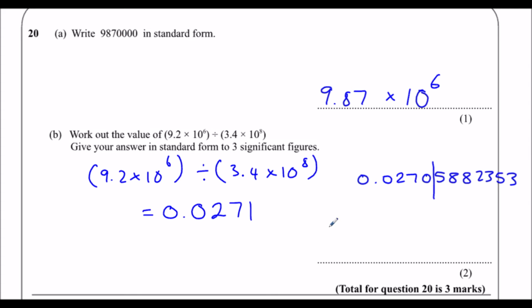To be in standard form, we need a number between 1 and 10. So this time 2.71. And then how many times? So times 10. So how many times do we have to divide by 10 this time to get 0.0271? 1, 2. So it's 2.71 times 10 to the power of minus 2. And if we check this, if you type in the calculator 2.71 times 10 to the power of minus 2, it should give us 0.0271.